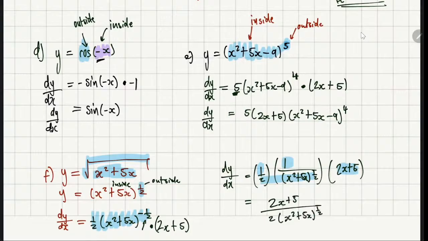And to the power of half is just a square root. So you can say it is (2x + 5) over 2 square root of x squared plus 5x. This is your final solution. You can go back and rewatch it if you have not really understood something, so that you see there's no mistake. This is your dy/dx, and this is what we get with the chain rule. Is there anyone who has a question on chain rule?